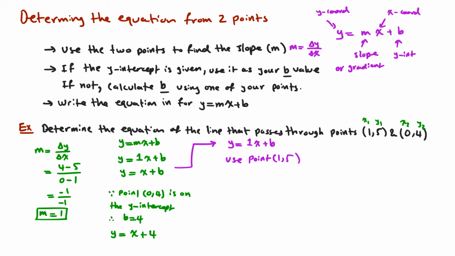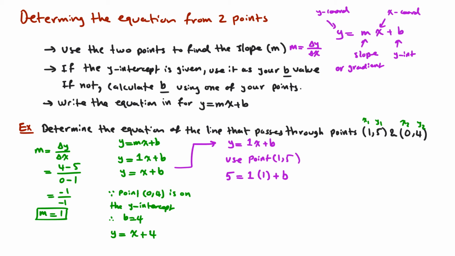So we can then just plug in our y-coordinate for 5. So my y is 5. It's equal to, my slope value is 1. I determined that previously. My x value is 1. And I don't know what my b value is. That's what I'm trying to find.